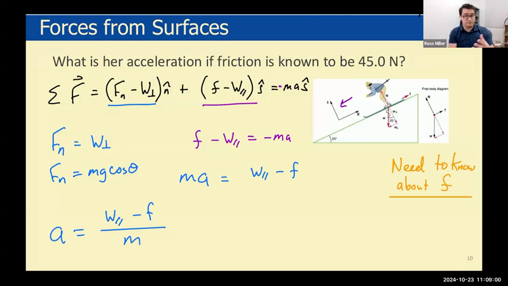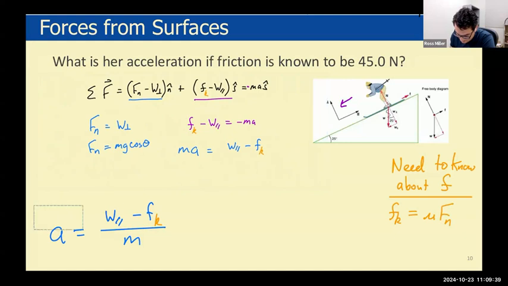Okay, it turns out this is kinetic friction, so I should have written a little k on all of it. Kinetic friction is equal to what's called a coefficient of friction. I don't need to know this yet, but in general it's some coefficient number times the normal force. But in this case, I don't need to know that because I'm told.